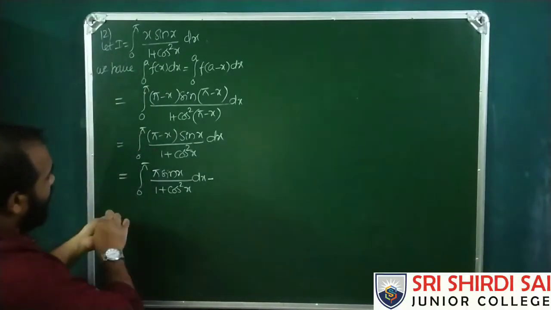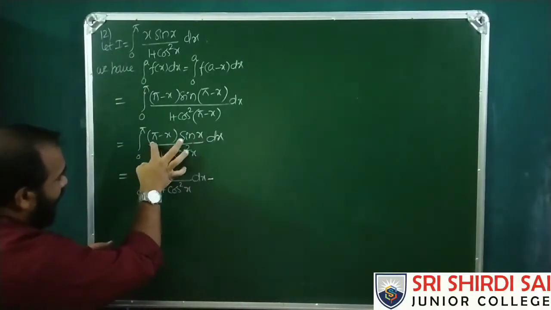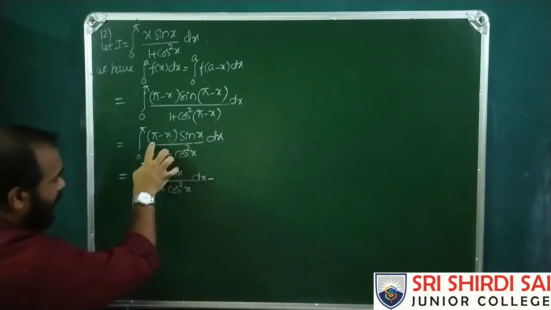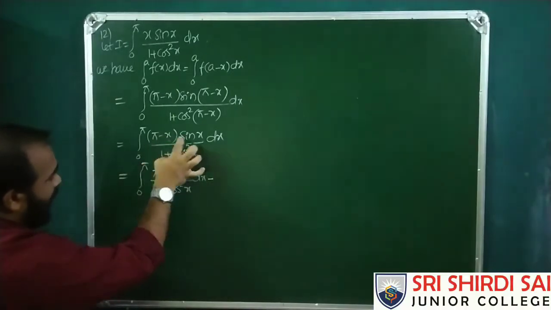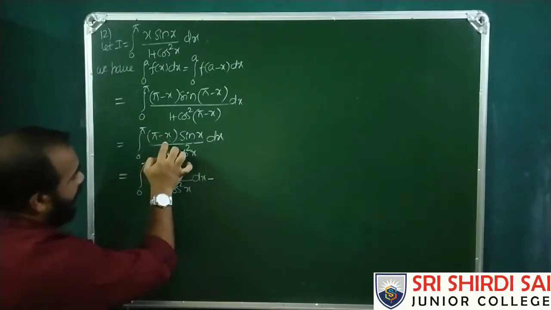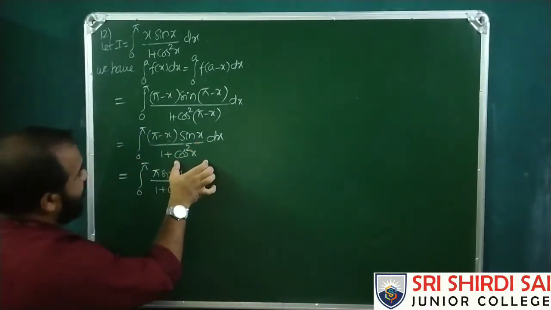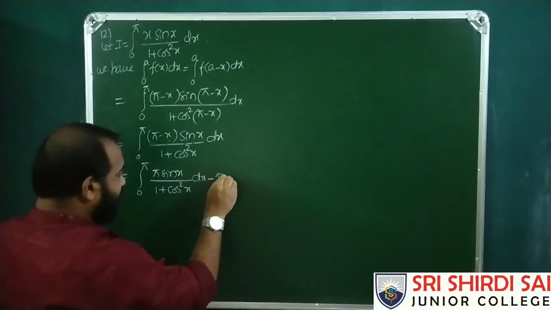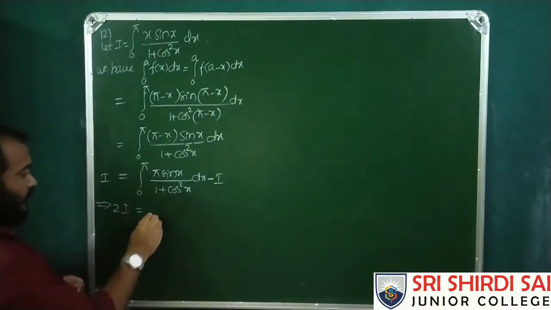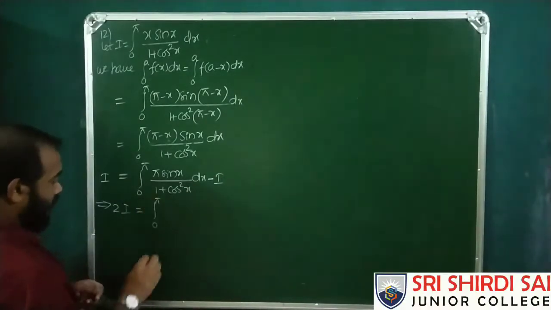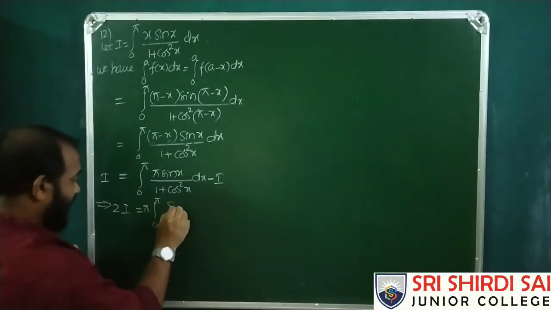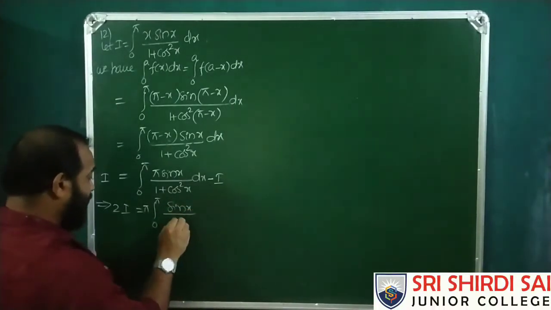This is a minus b into c, AC minus BC. So pi sin x by 1 plus cos square x is this, minus integral 0 to pi x sin x by 1 plus cos square x dx. This is I. So 2I is equals to, if I take pi out of the integration, integral 0 to pi sin x by 1 plus cos square x dx.